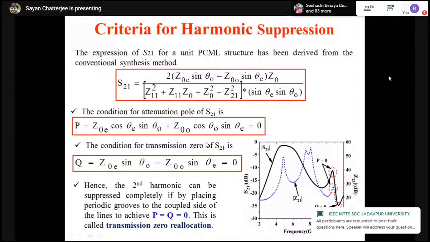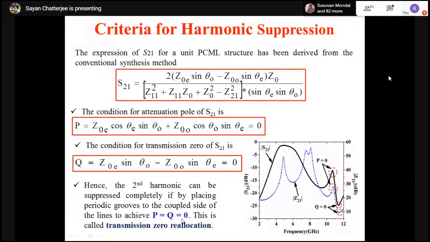Ultimately, for the second harmonic to be suppressed, the ideal condition is that the design should have P equals Q equals zero. This is called transmission zero reallocation. It means there are harmonics, and you have to reallocate your transmission zero so that there is a transmission zero at the harmonics.